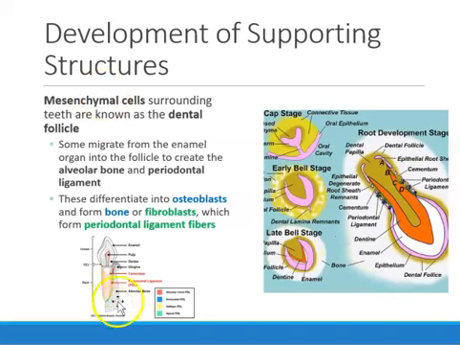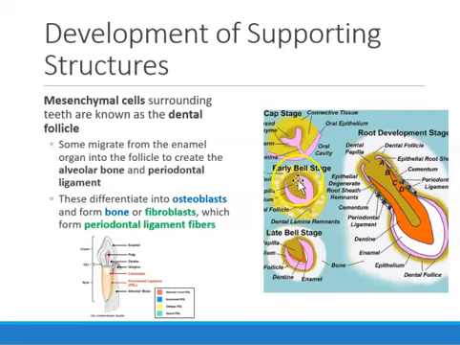So, bone is formed around the tooth, and then between the root and the bone, or between the cementum, because the cementum covers the root, and the bone, there are periodontal ligament fibers. So there are these lines connecting from the cementum to the bone, and those are called periodontal ligament fibers. There are cells known as mesenchymal cells. Remember, we have the epithelial cells, and then we have the inner mesenchymal cells. The mesenchymal cells, which are in brown, are where the dental follicle is.